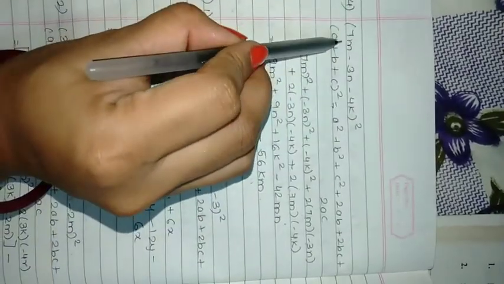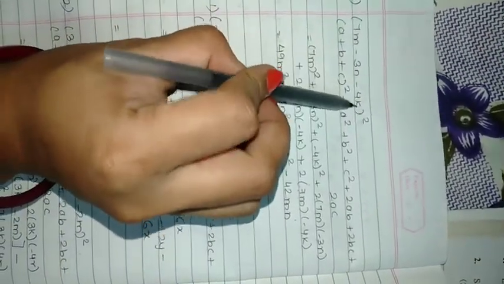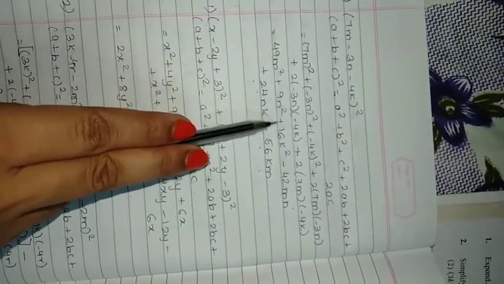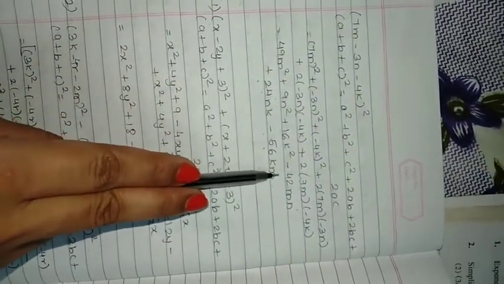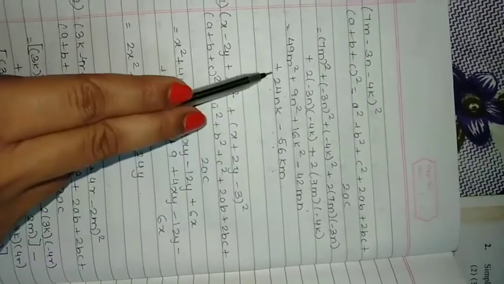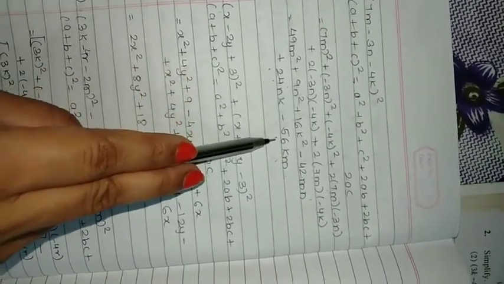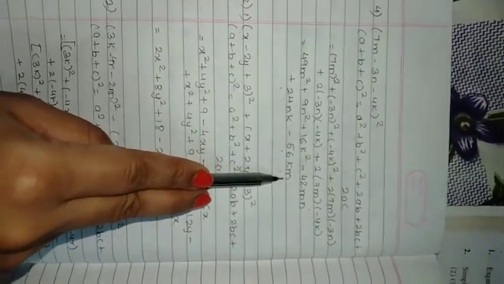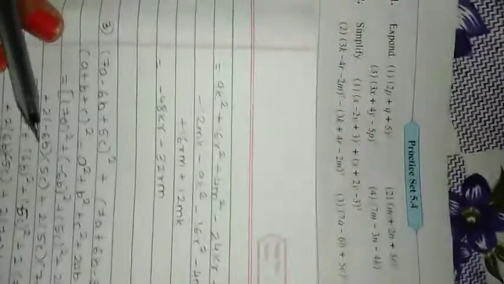So the solution for (7m minus 3n minus 4k) the whole square is equal to 49m square plus 9n square plus 16k square minus 42mn plus 24nk minus 56km. This is the solution for question number 1, fourth sub question. Moving ahead to the second question, that is simplify, and we are given 3 sums.